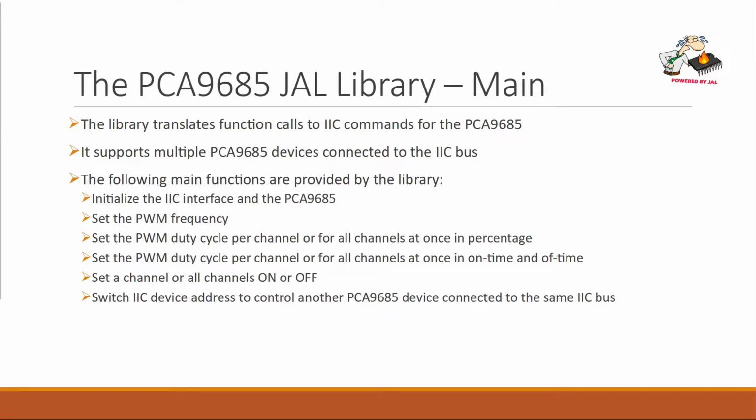And these are the following main features. Of course, it starts by initializing the I2C interface and the PCA9685. You can set the PWM frequency. You can set the PWM duty cycle per channel or for all channels at once. And you can do this in two ways. One by using a percentage, and the other way by setting the on time and off time and create in that way a PWM signal. You can set all channels or one channel on or off, and you can select different devices by changing the I2C address.